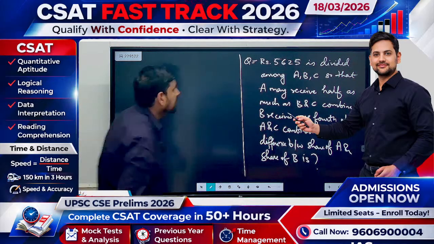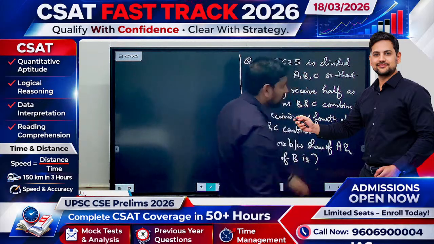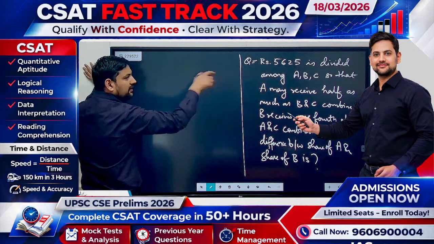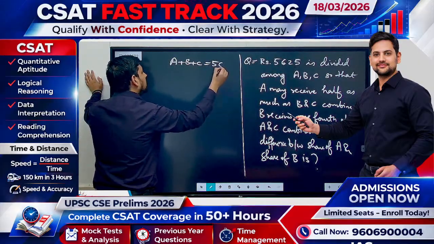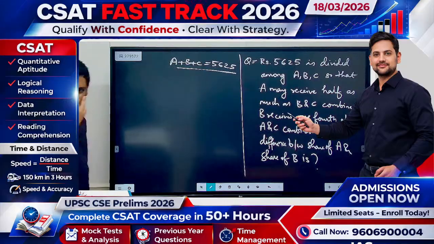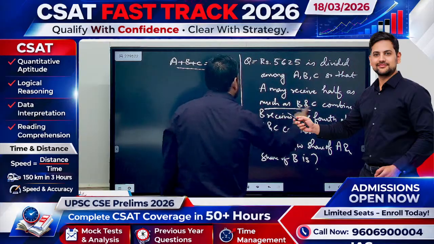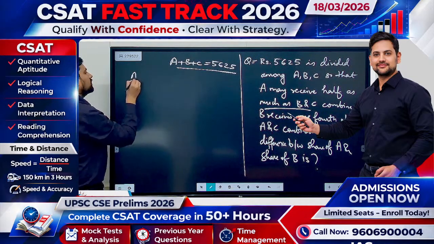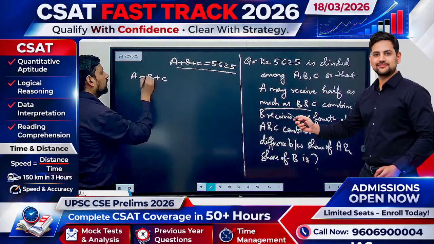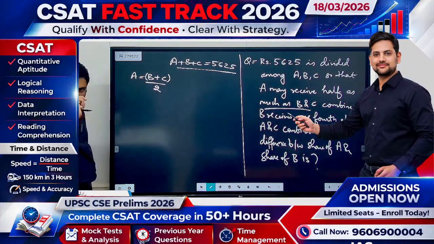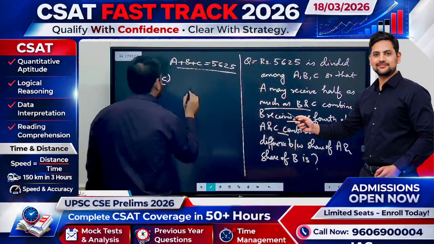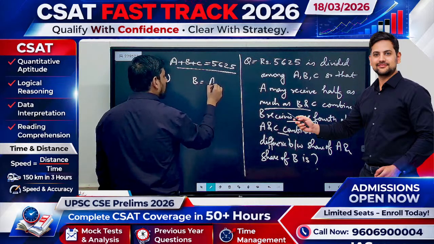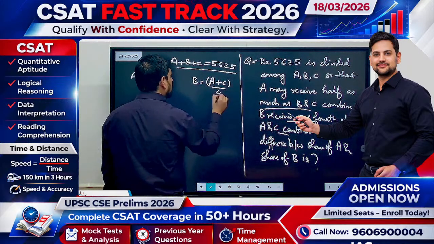Okay, see, 5625 is divided among A, B, C. A may receive now. 5625 is divided among all three of them. So that means the first equation is A plus B plus C is equal to 5625. This is fine because this money is getting divided among the three of them. Now it says A receives half as much as B and C combined. So A is equal to (B plus C) by 2. This is fine. Then similarly, B receives 1/4 of A and C combined. So B is equal to (A plus C) by 4.